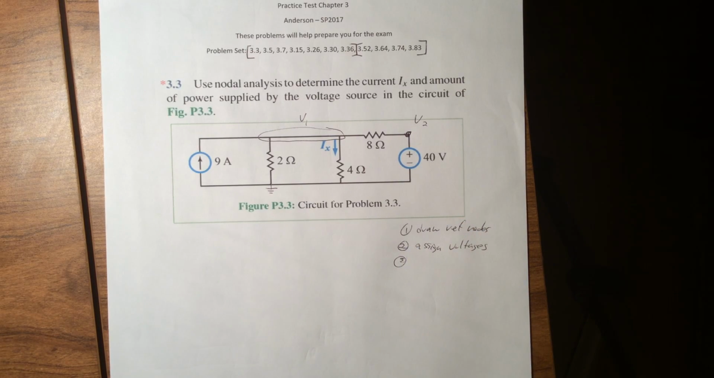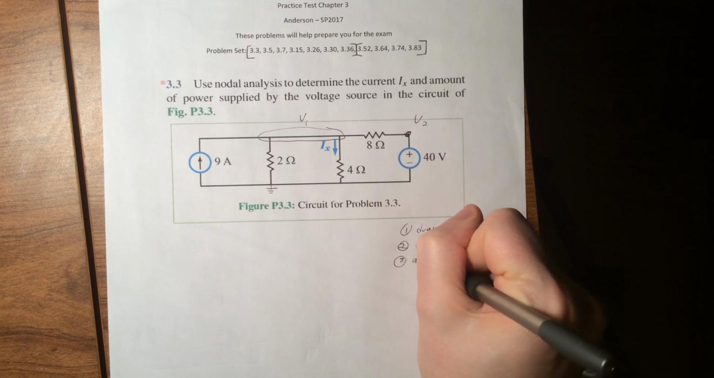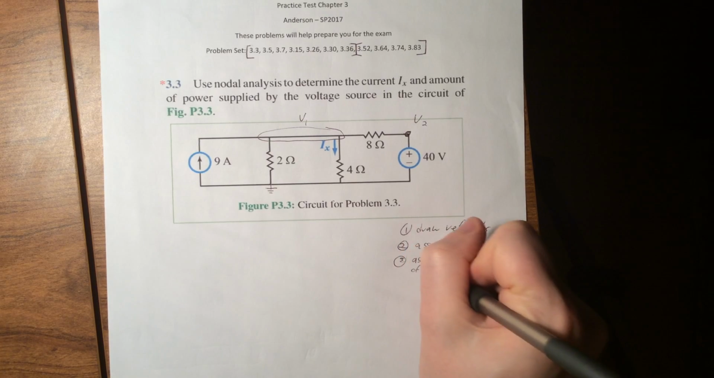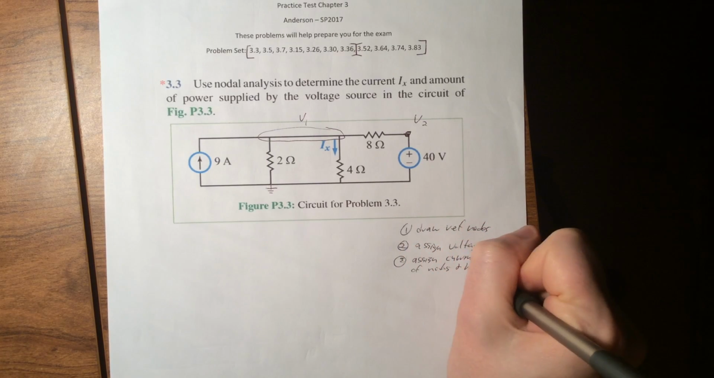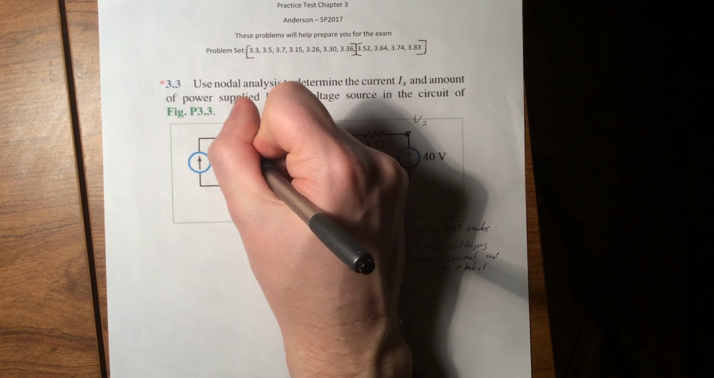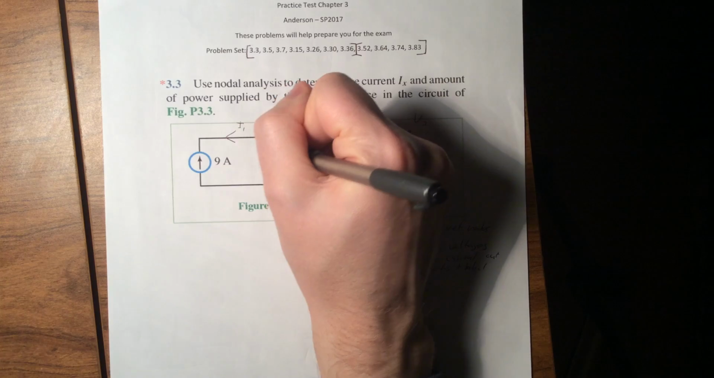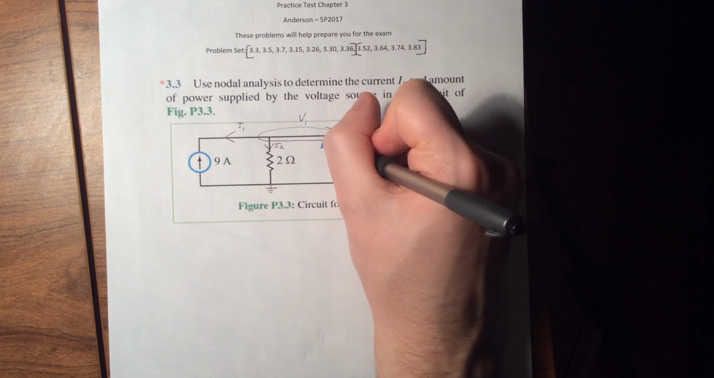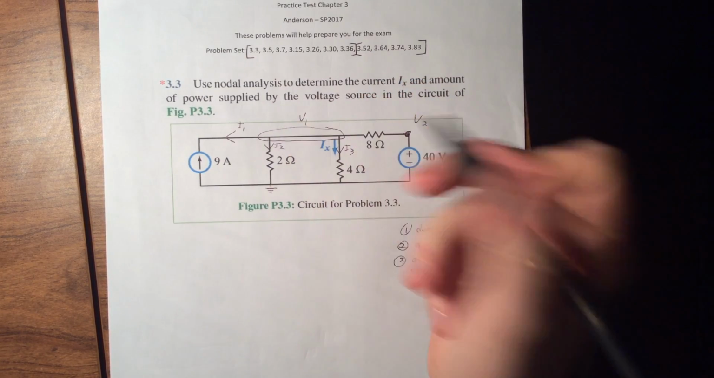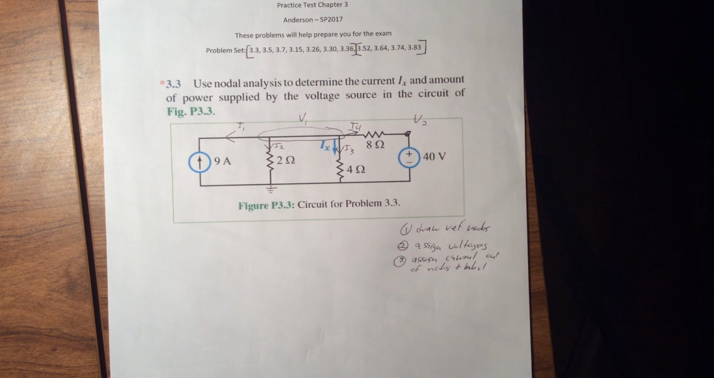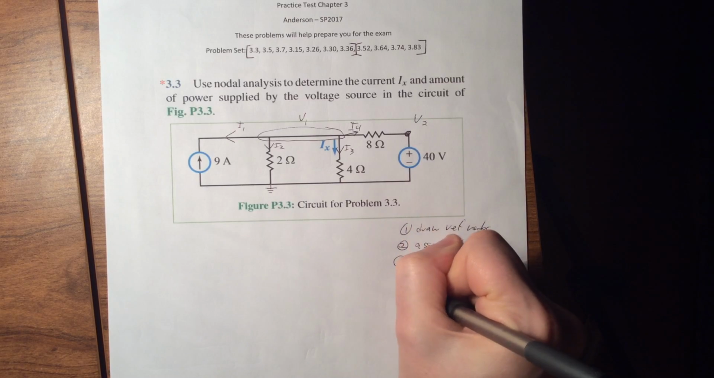3, assign currents out of nodes and label. Currents coming out of the nodes. So that's going to be our I1. We've got I2. We already have Ix, but I'm just going to call it I3 for now. Doesn't matter. I3, Ix. On this one, we're going to call I4. Cool. We have them all coming out.